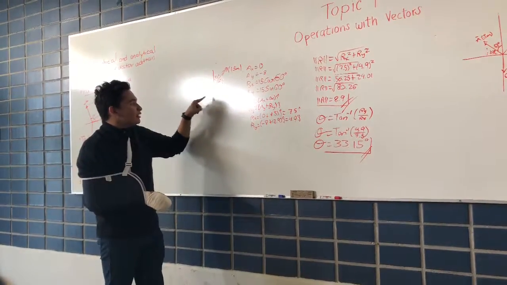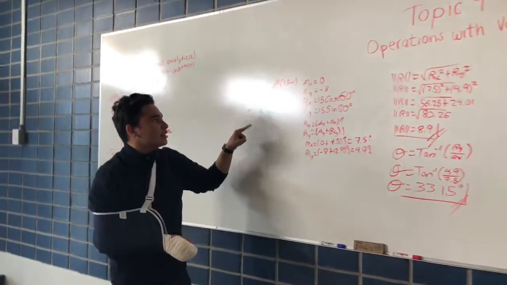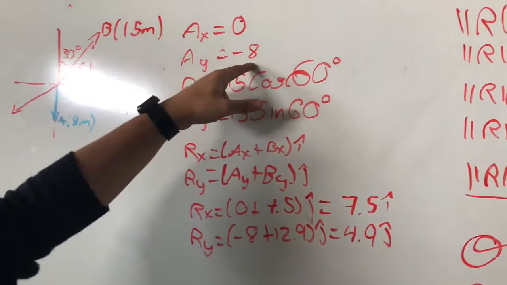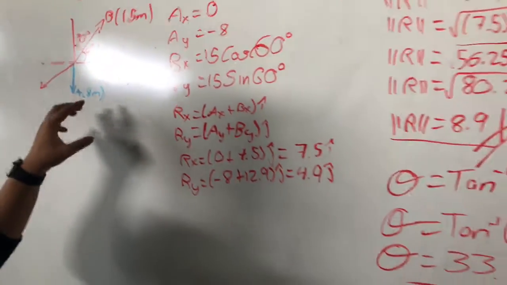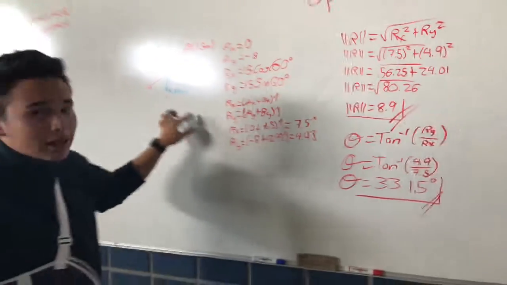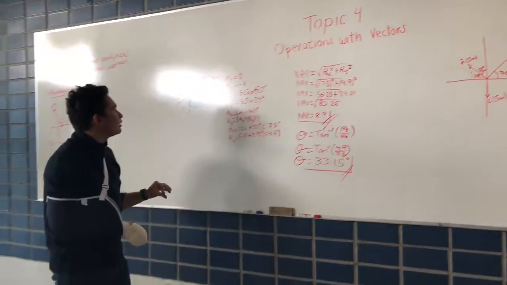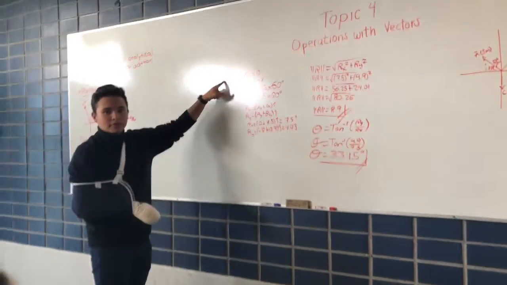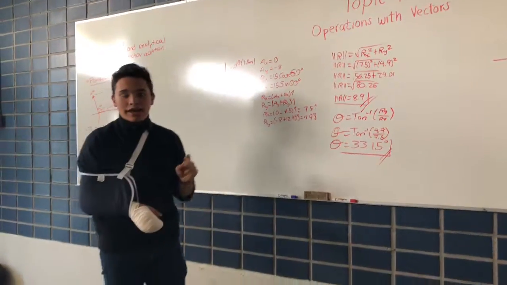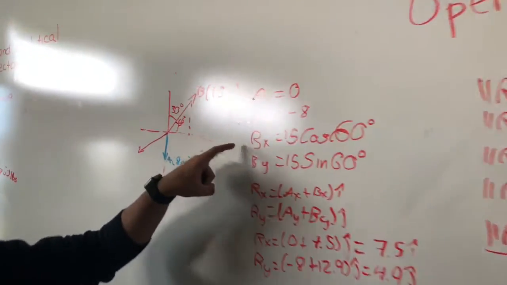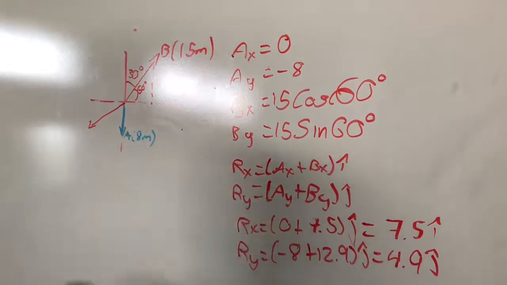To get A, in this case, you have only the y component, that is minus 8, because it's going downwards. You don't have any x because it's not going to the left, neither to the right. The next thing is B. In this case, you have an angle and, at the first position, you have the x value and y value.